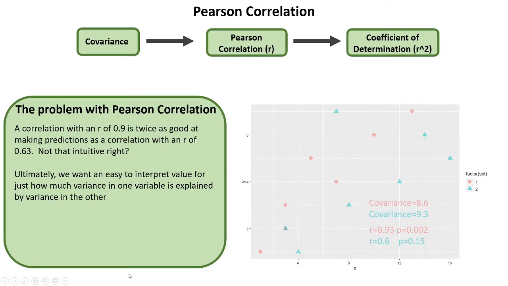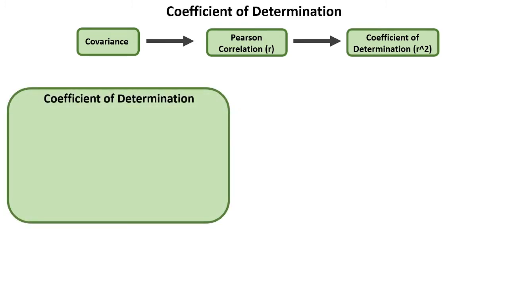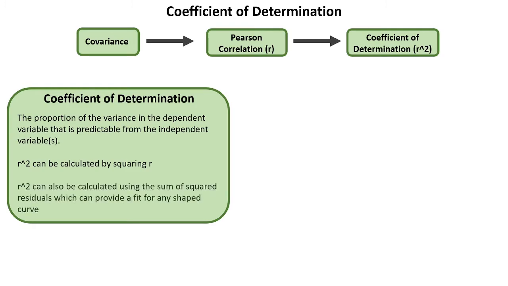Ultimately, we want an easier to interpret value for just how much variance in one variable is explained by variance in the other. And so R is better than covariance, but it's still not perfectly intuitive, and that's where R squared comes in. So R squared is the coefficient of determination, and R squared is exactly what we want. It is the proportion of the variance in the dependent variable that is predictable from the independent variable. And R squared, as you might have imagined, can be calculated by squaring R.